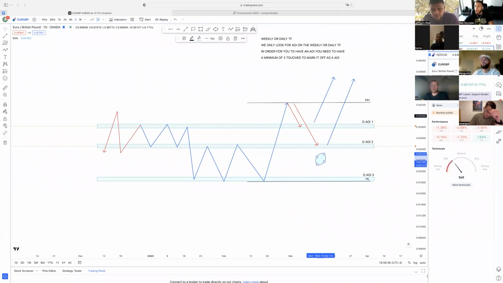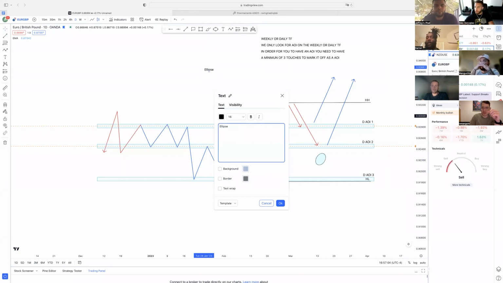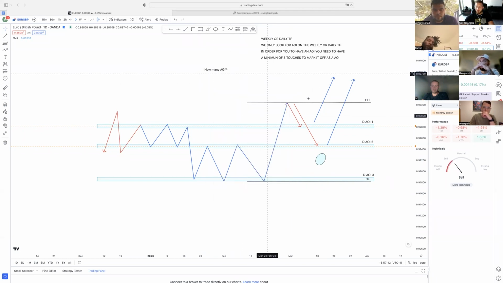How many areas of interest? This is a question that I get very often, and it's very simple, right? It's very self-explanatory. Hold on, I'm just copying it. How many areas of interest? How many does the market give you? In this case, they only give us 2. That's it. We can't do nothing. I can't make up areas of interest. That's why I told you guys yesterday.